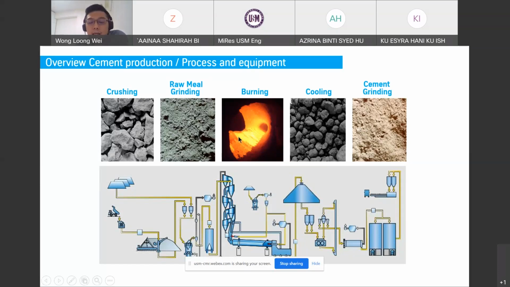This burning process is to remove the carbon dioxide, or CO2, from the raw material. In this burning process, the temperature is about 1450 degrees. You can see inside the kilns, the raw material is heated up, becomes something like lava, and has a quick cooling to become clinker. This clinker is later mixed with limestones and other cement additive to produce cement powder. So this is the general process of cement production.